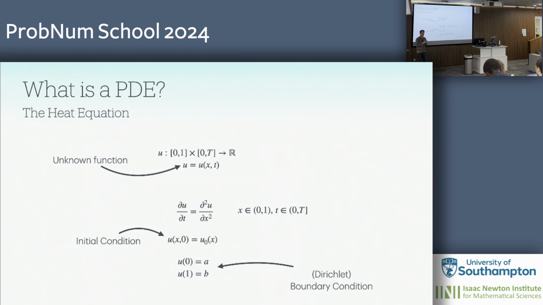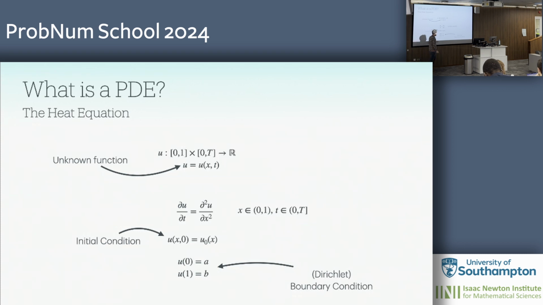Dirichlet just means that I'm observing the function's value directly at the two ends of the bar. So in this case, I have a unit interval bar, and I'm observing that u at the left side of the bar, at x equals 0, is equal to a, and u at the right side of the bar is equal to b. So we could still set up this PDE with other boundary conditions and get a unique solution.